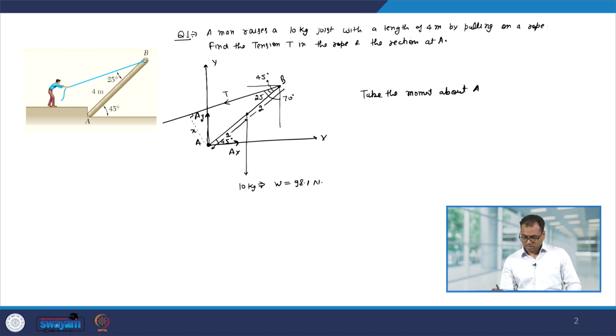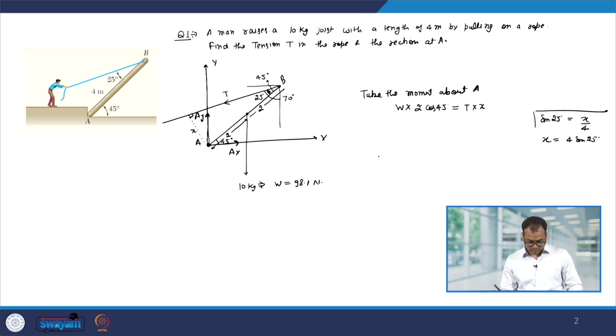Now, let us take the moment about A. So, W into the horizontal distance, which is 2 cos 45 degree equal to T into x. Now, I have to first find out how much is x. Now, you can see here that this angle is 90 degree and this angle is 25 degree. Therefore, sin 25 degree equal to x divided by 4, or x equal to 4 sin 25 degree.